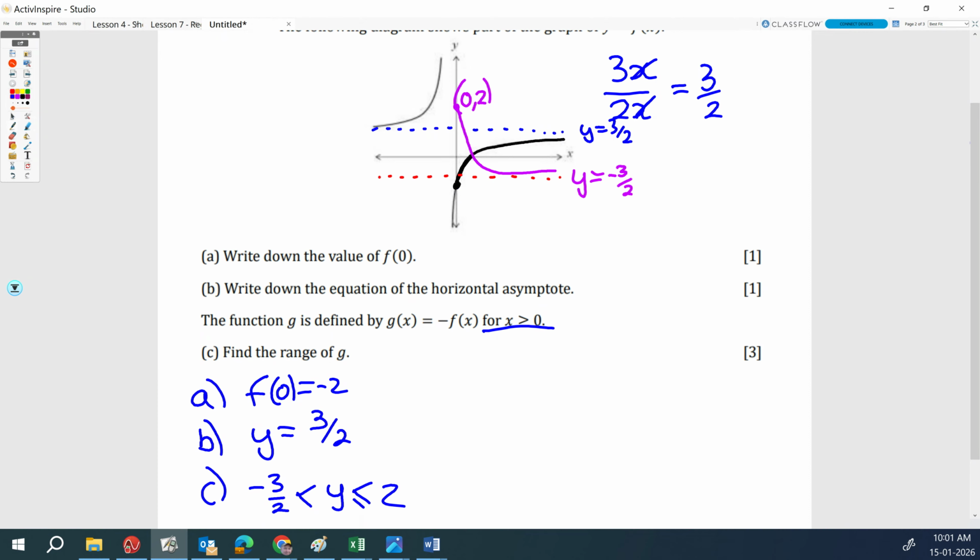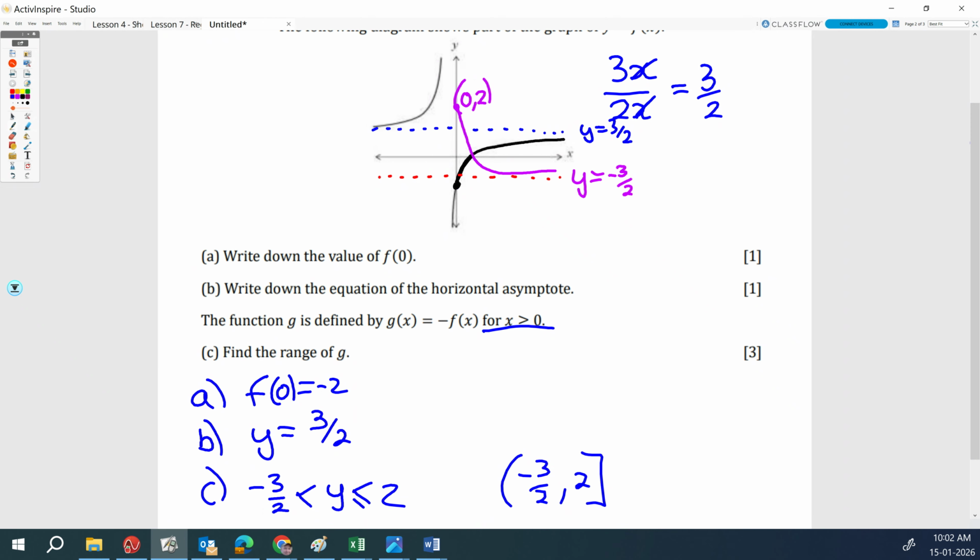Any appropriate form is fine. In interval form, you could write this one as minus 3 over 2, comma 2, and you can use set notation as well. Any suitable mathematics is acceptable. There's nothing in the question that says use an inequality to describe it.